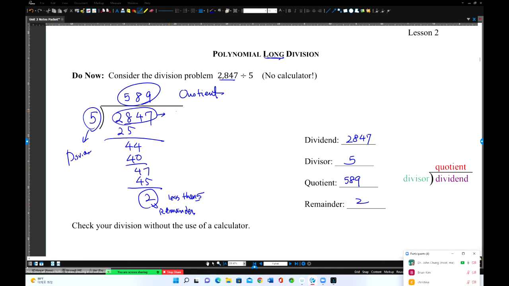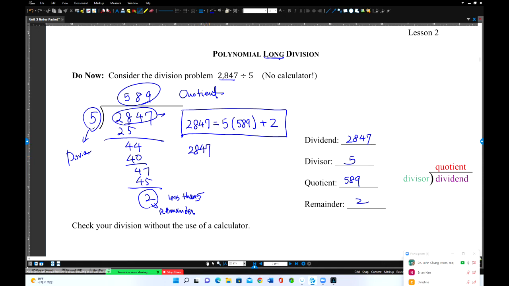Okay, maybe express this one, 2,847, it can be expressed as divisor times quotient plus what? Remainder. Okay? But sometimes you can divide by 5. You can keep the divisor in the denominator. 2,847, that's one of the expressions.